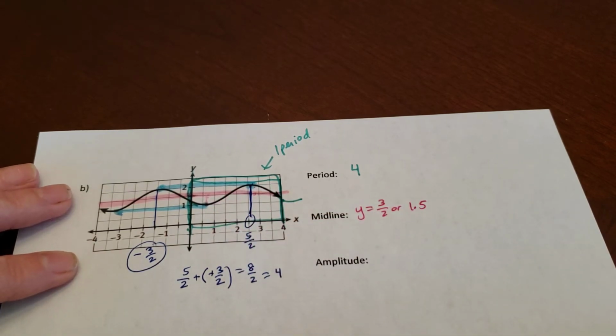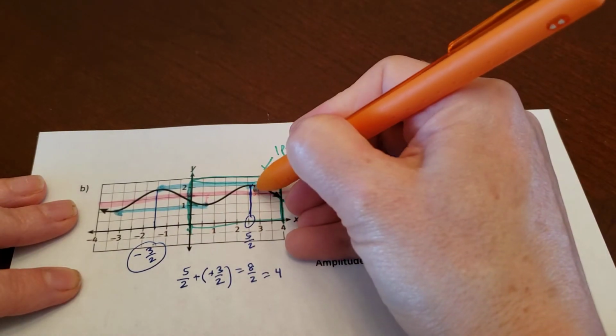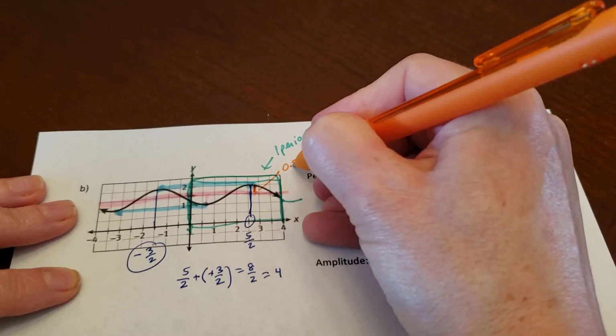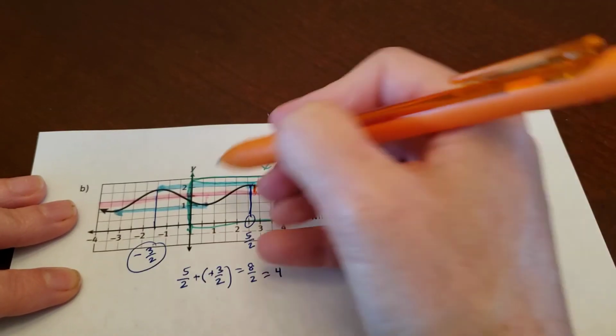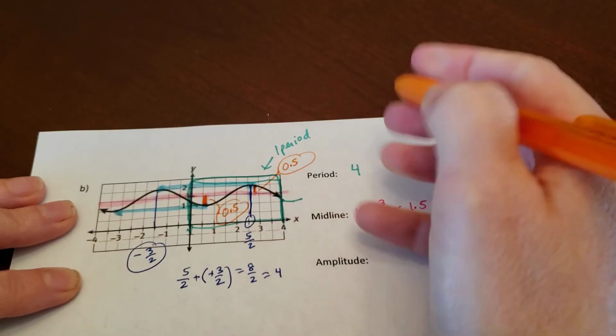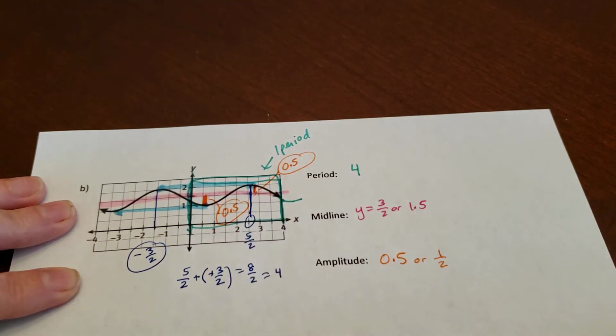And then the amplitude, the overall height, we already talked about, but let's just go back over that. So this distance here, if I look, is a half, 0.5. And then if I do the same thing here, this distance is also a half. So our amplitude is 0.5 or a half.